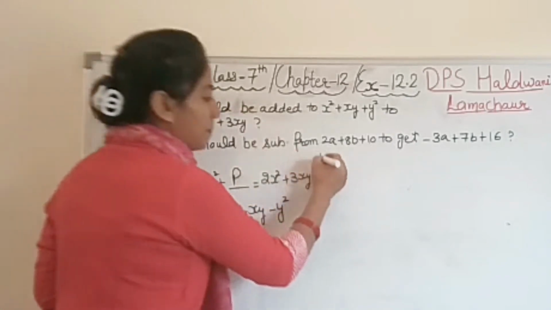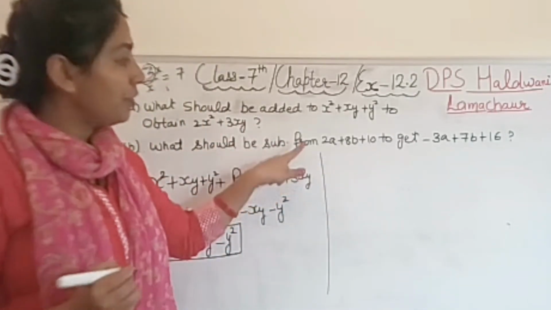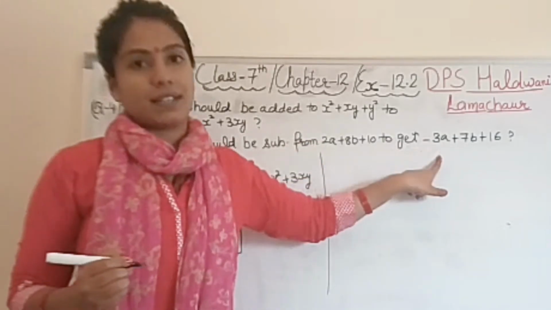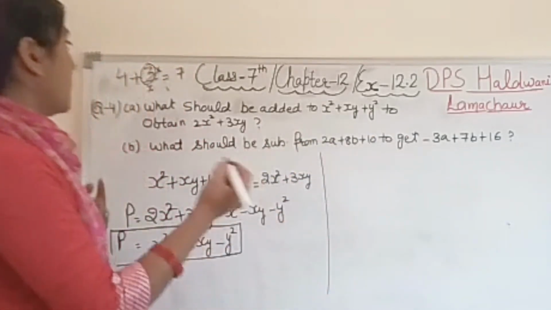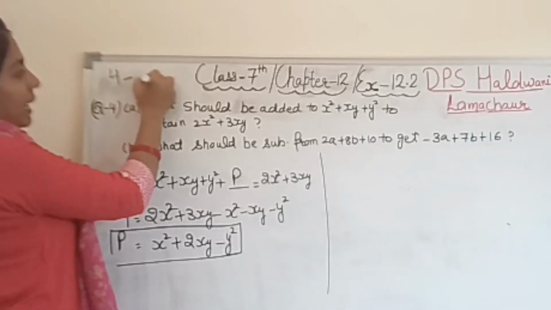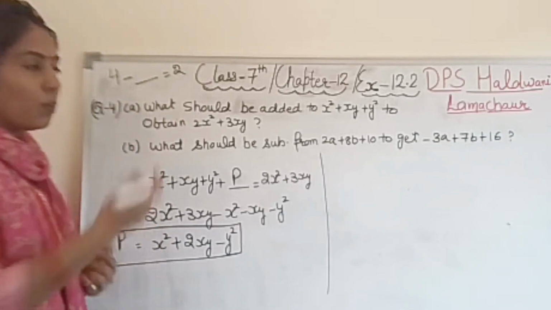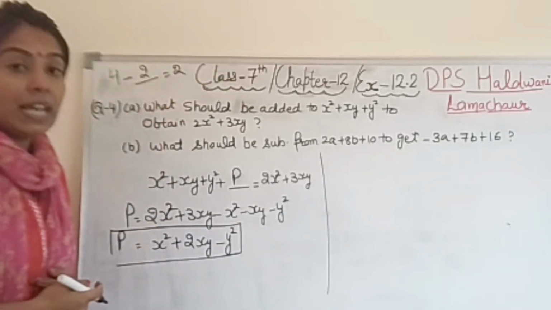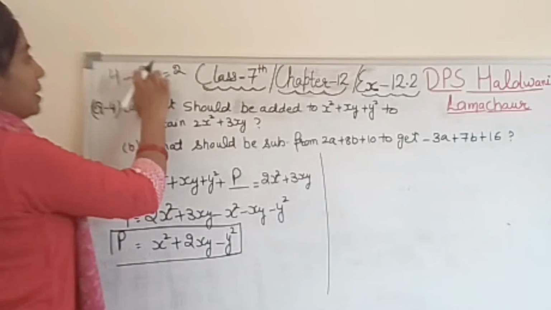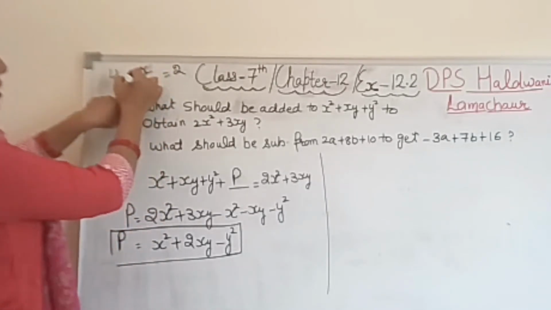Now coming to our B part. Here it is asking what should be subtracted from this to get this. Now it is the vice versa question. Suppose you have 4, what do you have to subtract so that you get 2? So what will you subtract? 2 only, student. And how have you done it? Suppose in the place of 2 there is x. So this x is in minus, student.